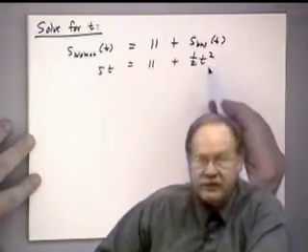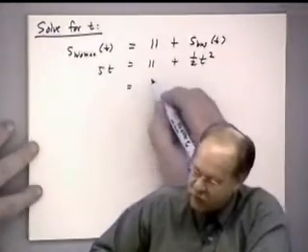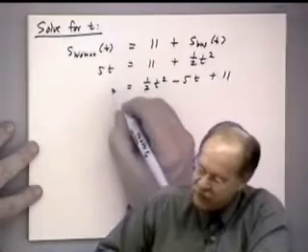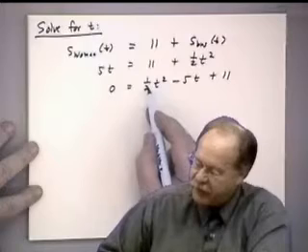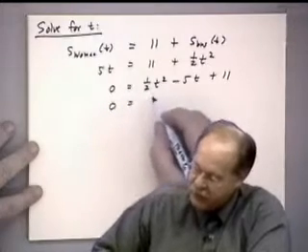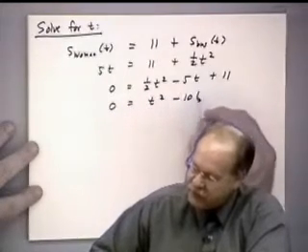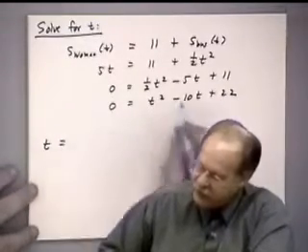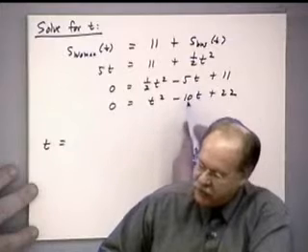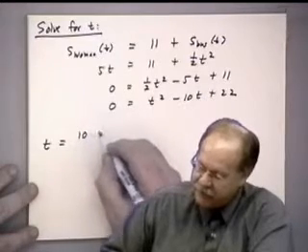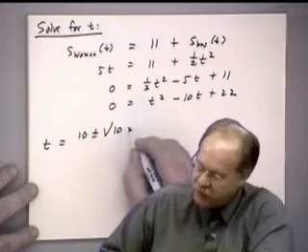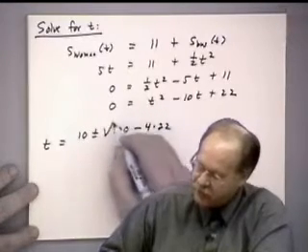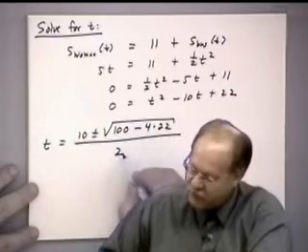To solve for t here, this is just a quadratic. Let's just walk through it. This is 1/2 t squared minus 5t plus 11 equals 0. Let's multiply through by 2 to get rid of the 1/2. So 0 is equal to t squared minus 10t plus 22. Then using the quadratic formula, t is minus the b coefficient, which would be 10, plus or minus the square root of b squared, which is 100, minus 4 times a, which is 1, times 22, which is c, all over 2.